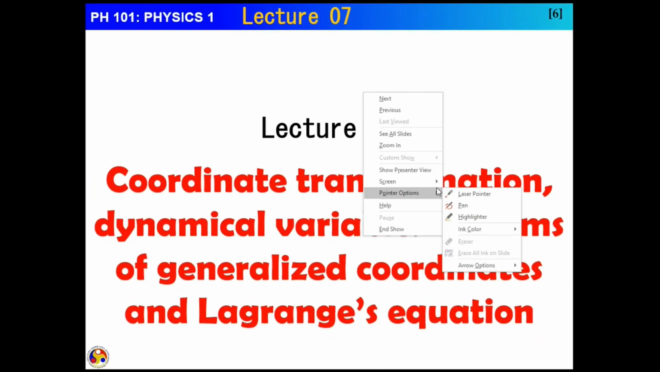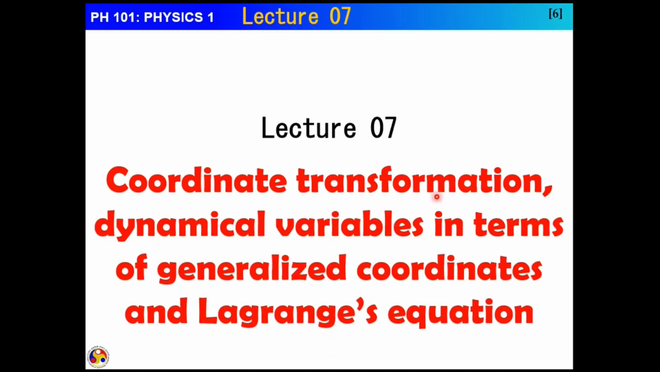Welcome to lecture number 7, and we are going to discuss coordinate transformation, dynamical variables in terms of generalized coordinates, and the Lagrangian equation. This is what we are going to discuss.